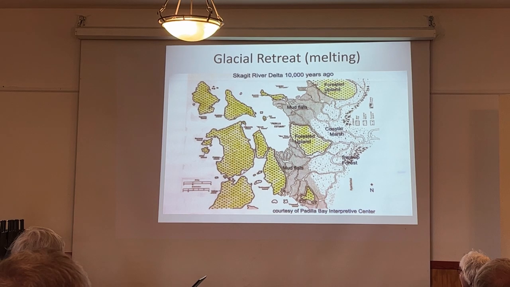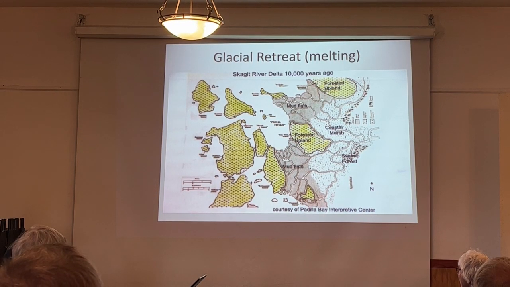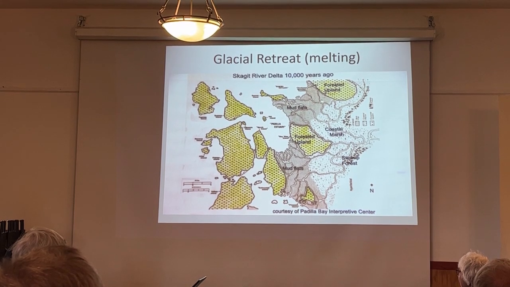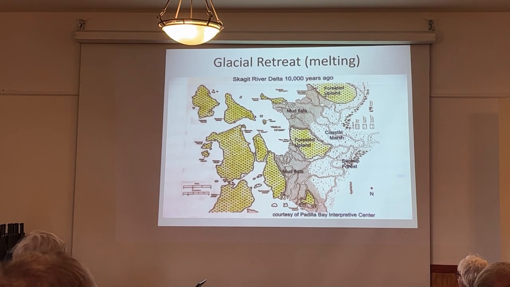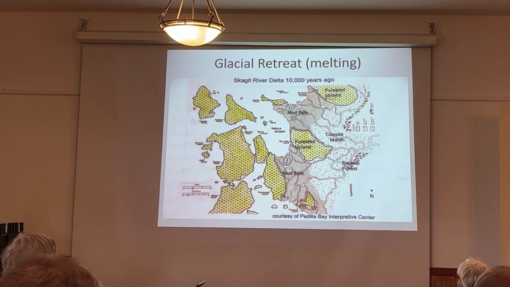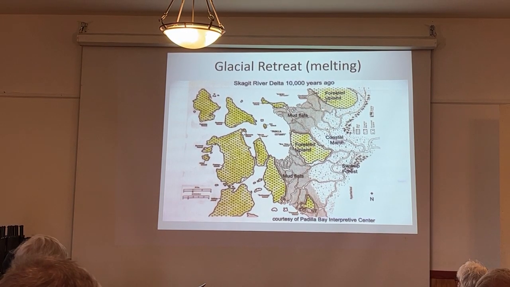So this asthenosphere is plastic. It can kind of squish down and around big things, and so the surface, in some places, has been depressed 800 feet. It actually rebounds pretty quickly. But in this area, we think maybe 400 feet of sinking happened during the last glacial episode.